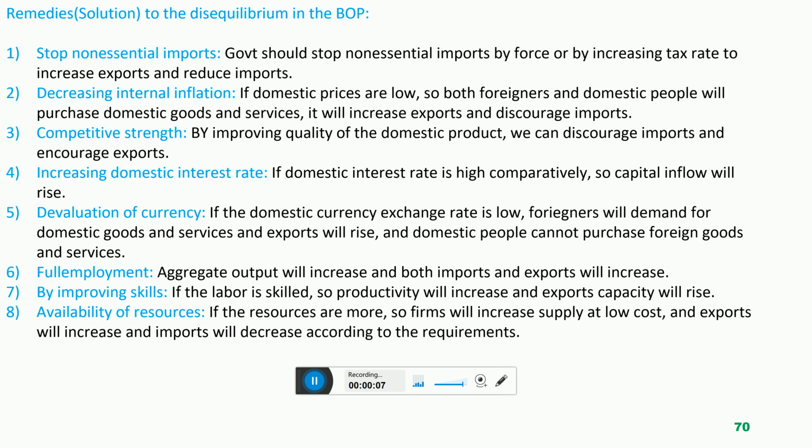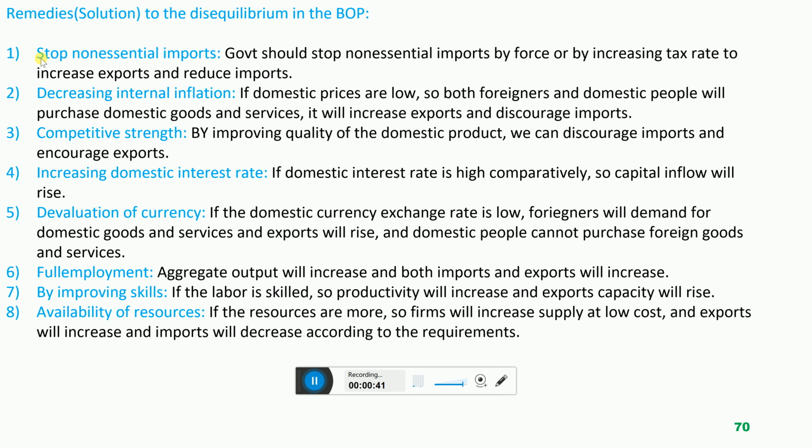In the previous lecture we were learning about the different causes of the disequilibrium in the balance of payments. In this section we will discuss the solutions of the disequilibrium in the balance of payment. Remedies, solutions, how to sort out the problem of more imports and less exports.